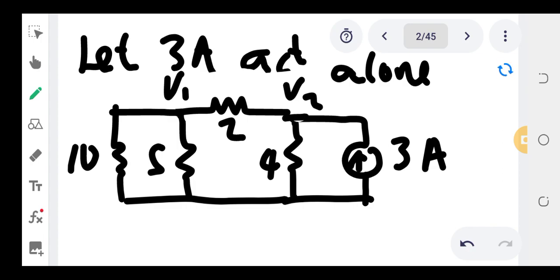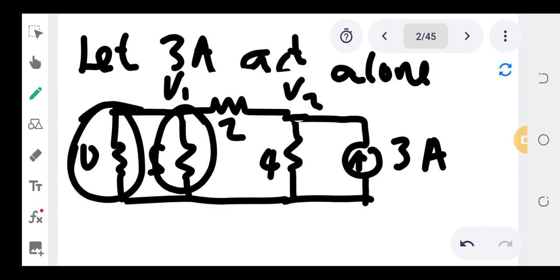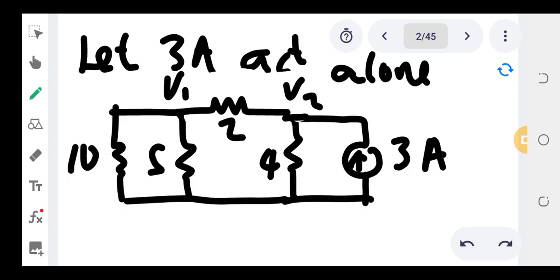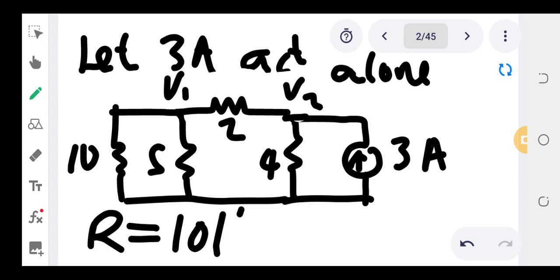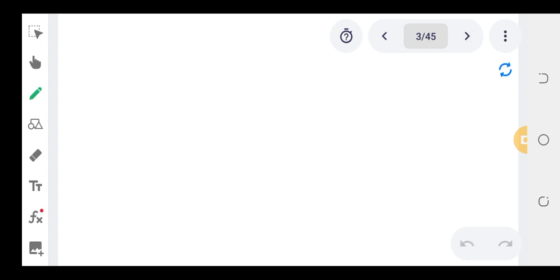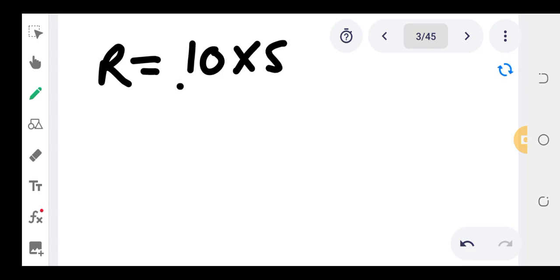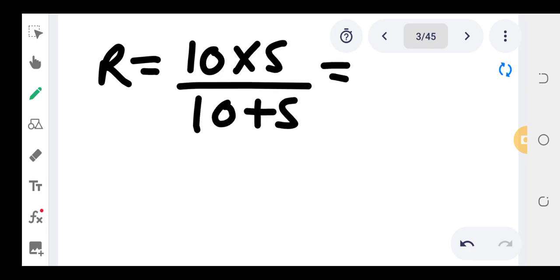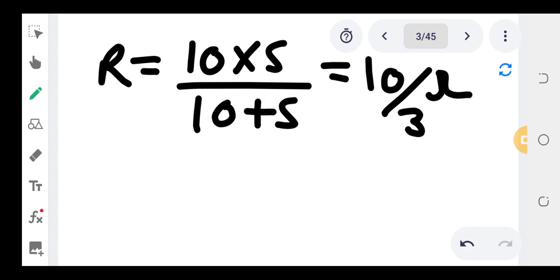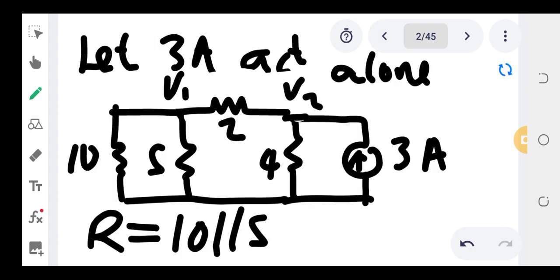To come up with V1 and V2, I'm going to combine these two resistors, the 5 ohm and the 10 ohm resistor, for I know that these two resistors are in parallel. Combining them, we come up with a resistance of 10 times 5 over 10 plus 5. So what we get is 10 over 3 ohms. Having that as our combined resistance of the 5 ohm and the 10 ohm, we can draw this circuit.